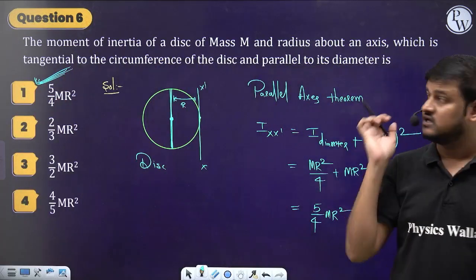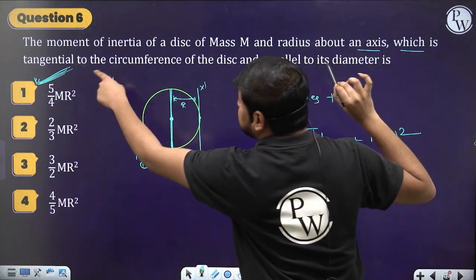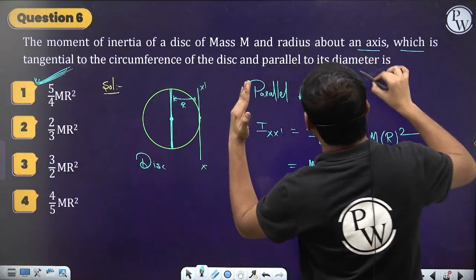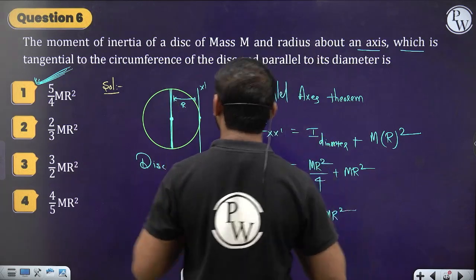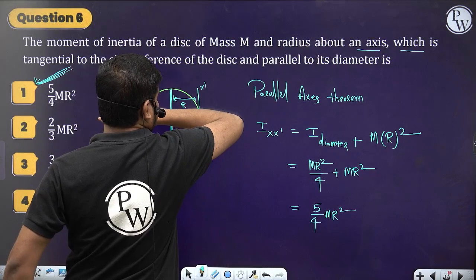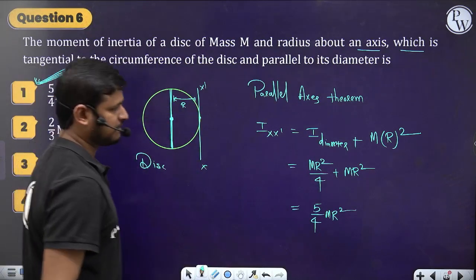Clear, guys? Understand the question properly. About an axis which is tangential to the circumference of the disk and parallel to its diameter. So I am considering this diameter, or else if you consider this diameter, about this point you have to calculate. If you consider this as a diameter, about this point or this point you have to calculate. That's it.